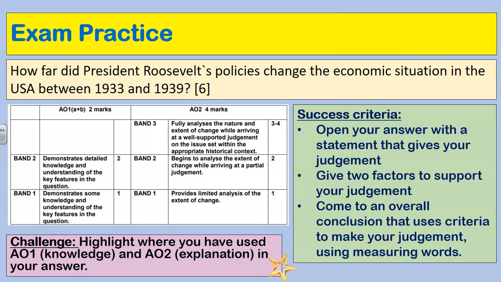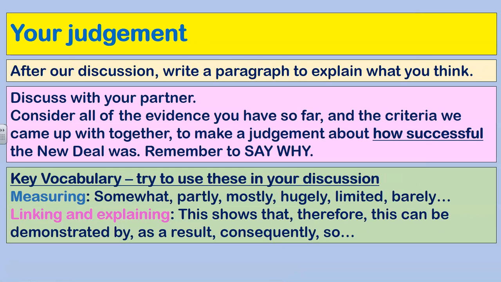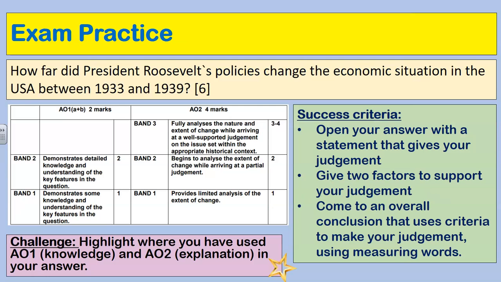Now, the way that you answer this question is by opening your answer with a statement that gives your judgment. So thinking back to our previous work here, just make your judgment. Was it somewhat successful? Was it partly successful? Okay, how far did he change the economic situation? Did he totally change the economic situation? Did he partly change the economic situation? What was it like before? How is it different after Roosevelt?